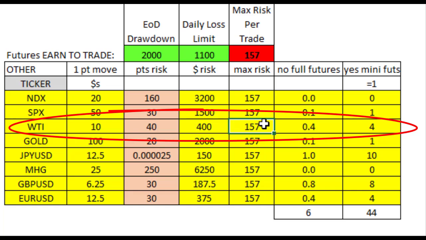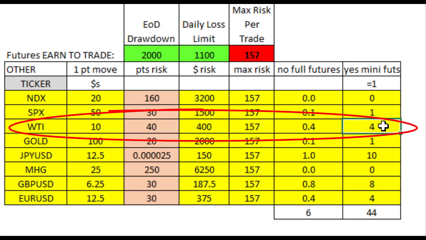So we then divide the 157 into the 400, which gives us 0.4 full futures, which means we can't run one full futures contract. But fortunately in Earn2Trade you can do mini futures. That means we can run 4 mini futures contracts.